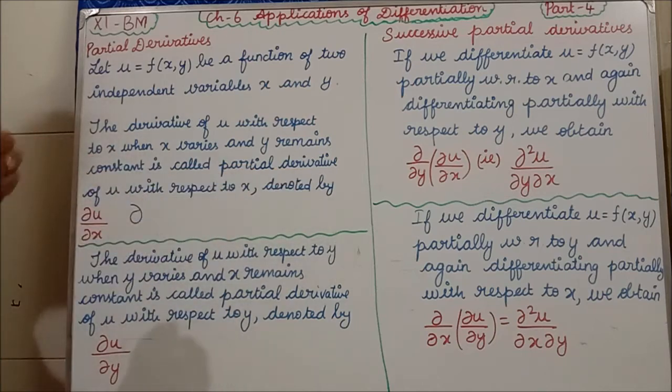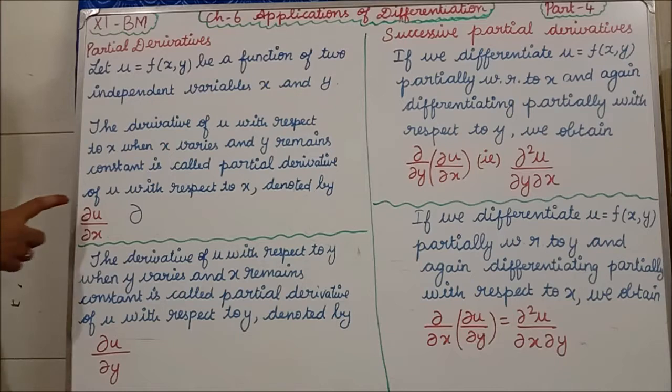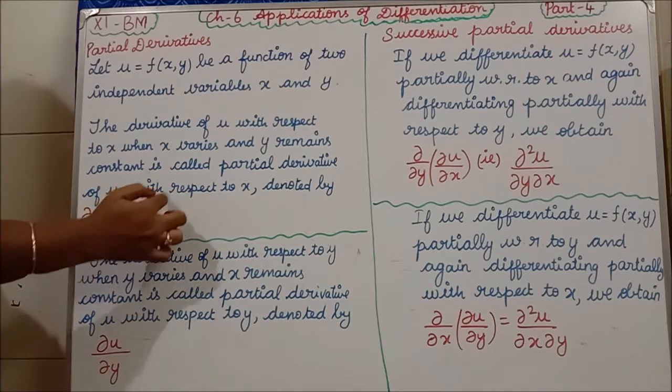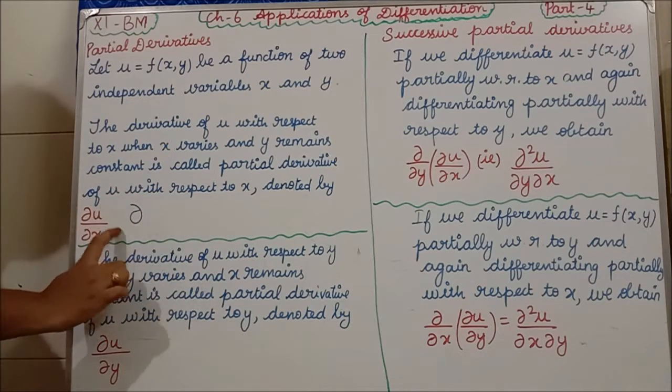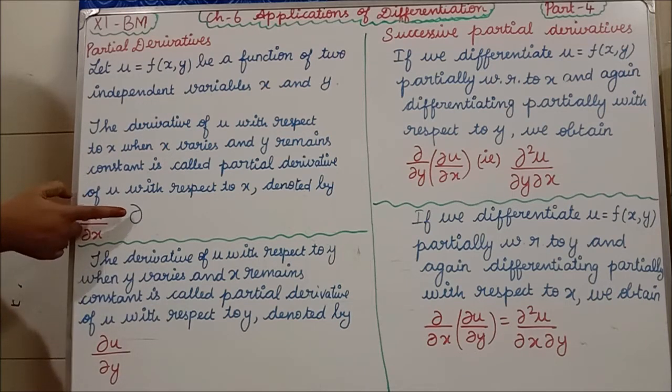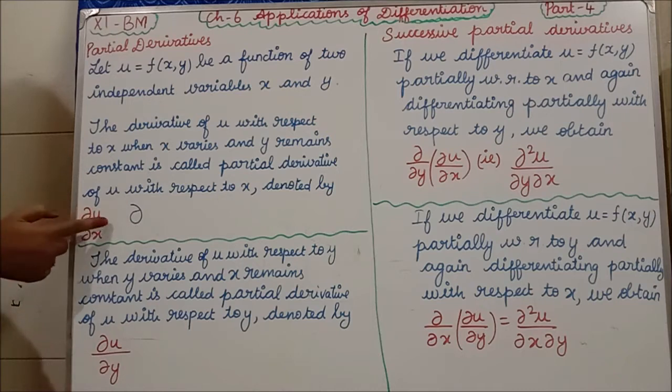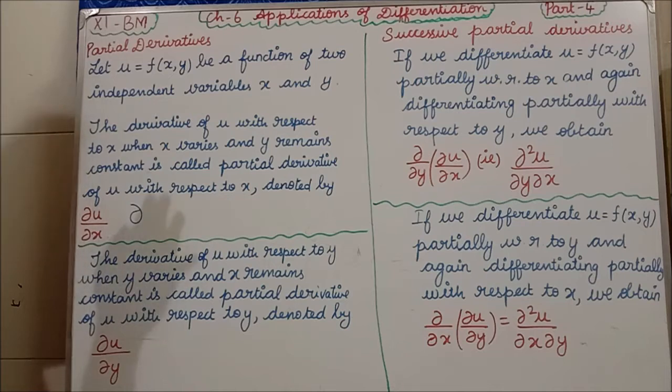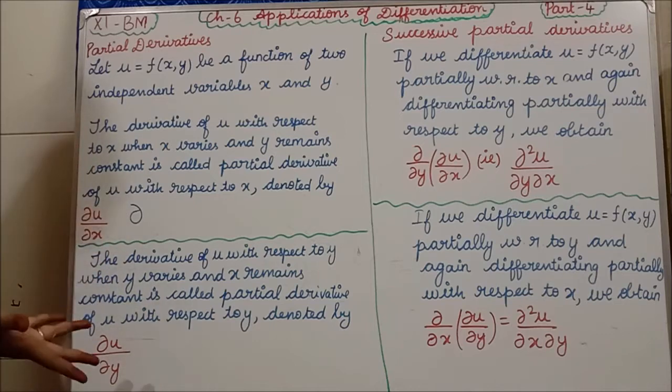It is denoted by dou u by dou x. How do we write it? The 6 we put like this, but in the reverse of 6 you have to put. This is dou. So dou u by dou x. Clear? When you are differentiating x, you have to keep y constant. Clear? So we write dou u by dou x. Next, the same thing I am going to say for y.